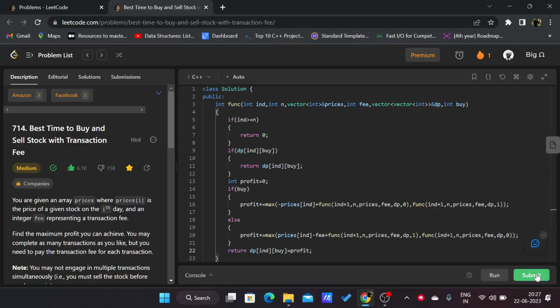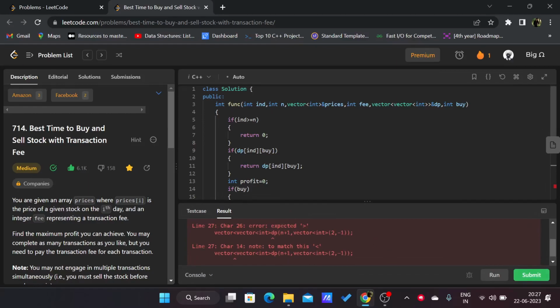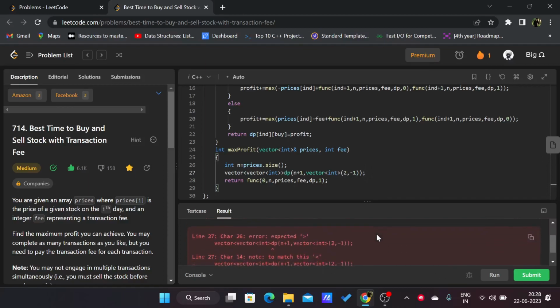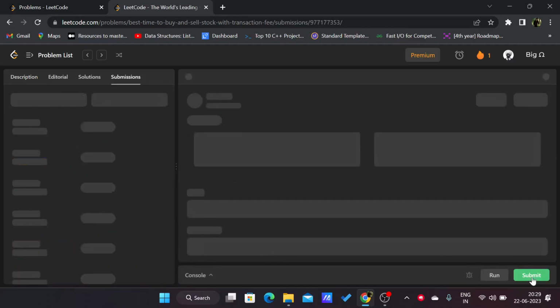Now let us just submit this. Okay, we get some error. Okay, I need to include one. So now let us just run it once, then we will submit it. Okay, so my mistake here, it will be not equal to -1. So now let us run it again, and I hope this time it works fine. Now let us submit. So as you can see, it is submitted.